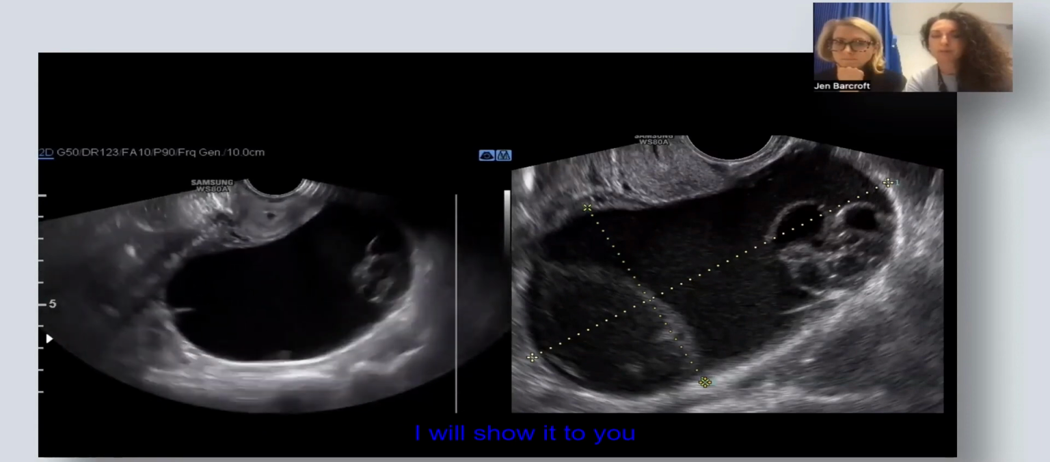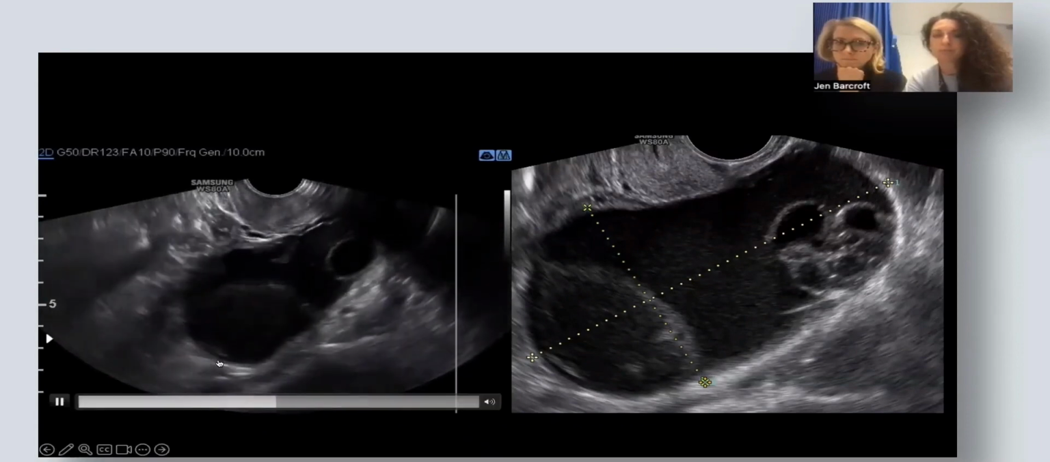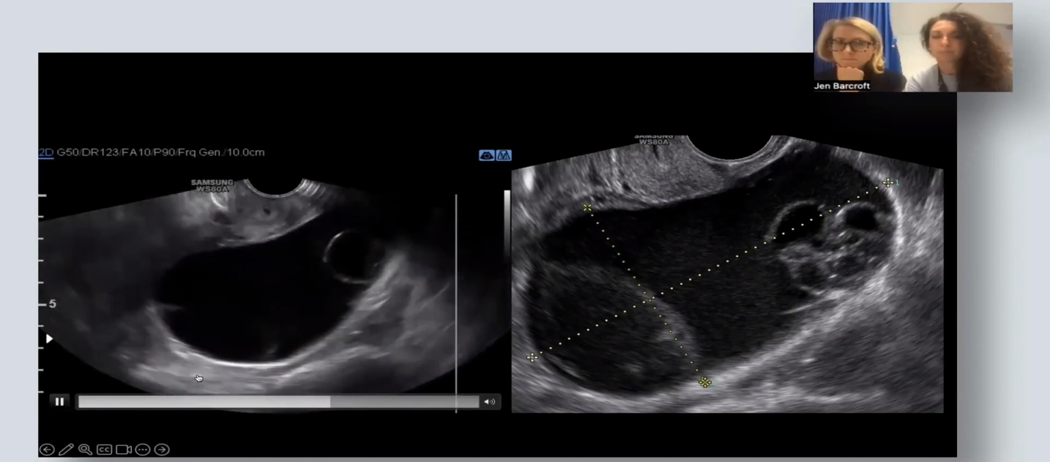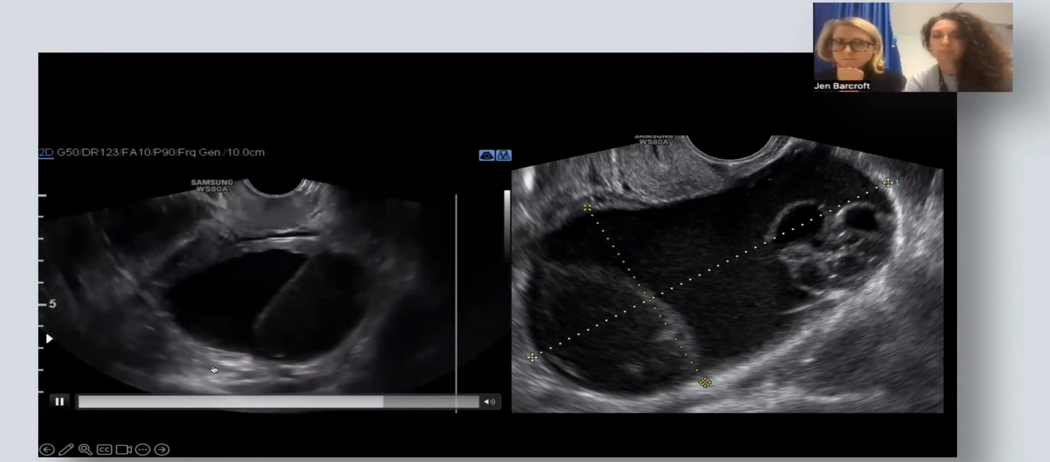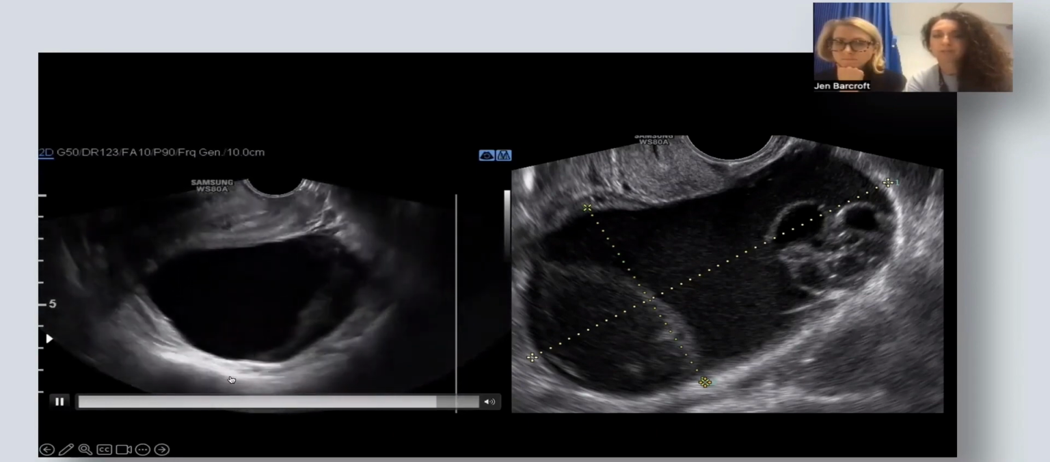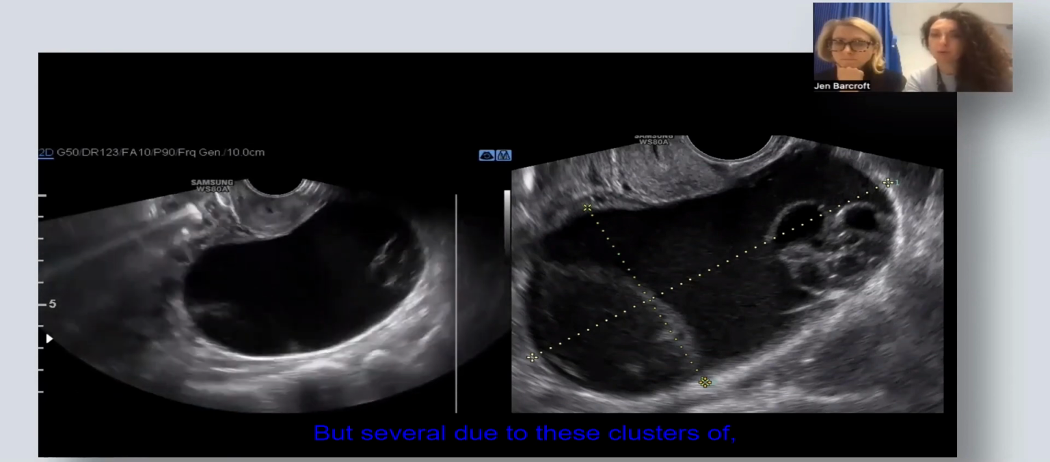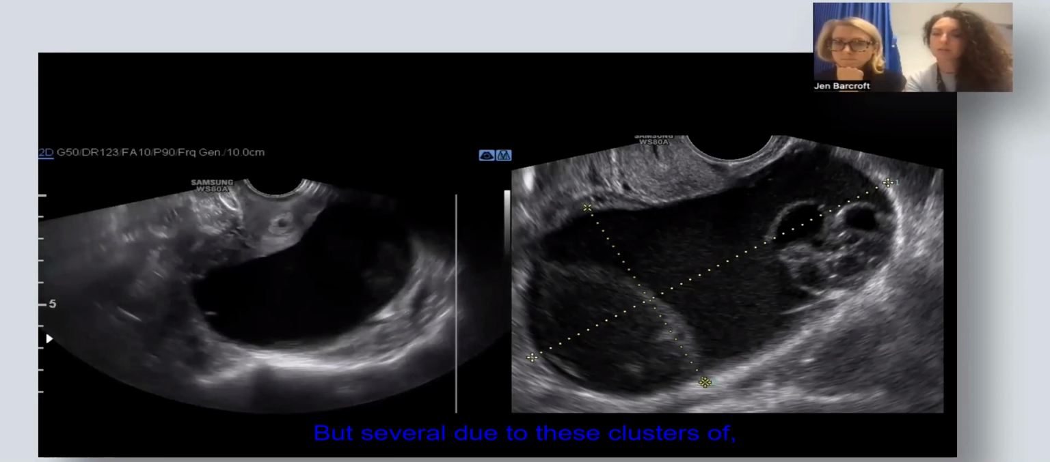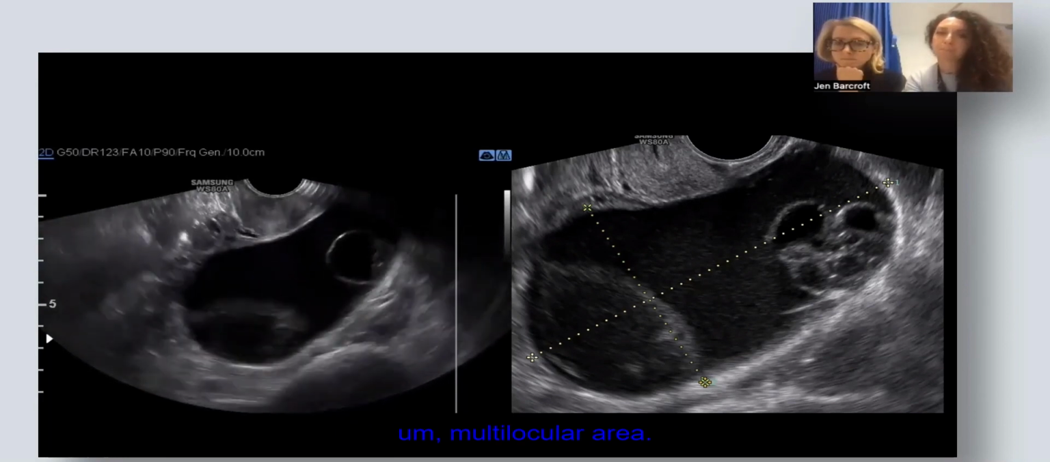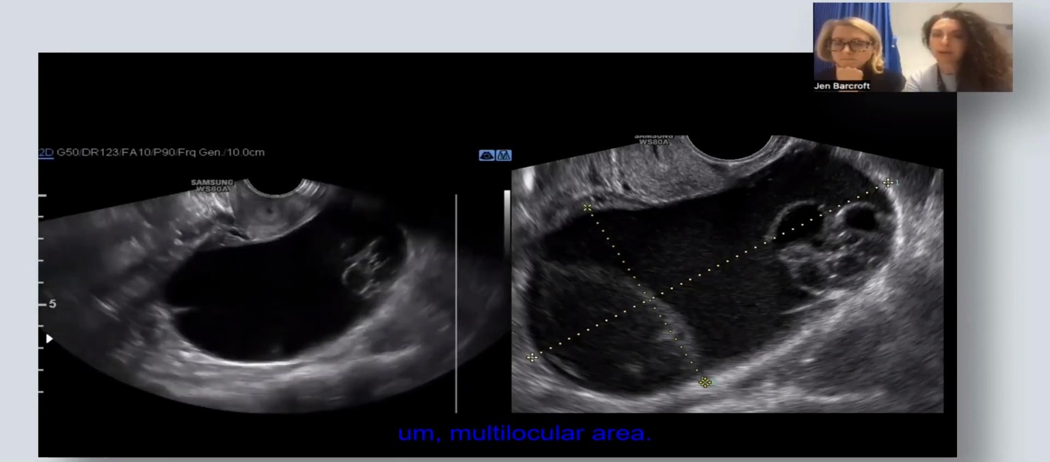Here, I will show it to you. Just here. But several locules due to these clusters of multilocular area.